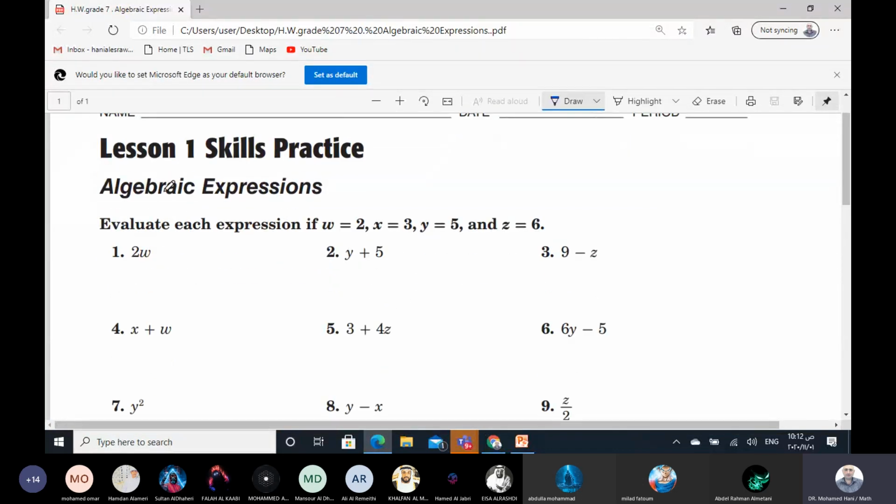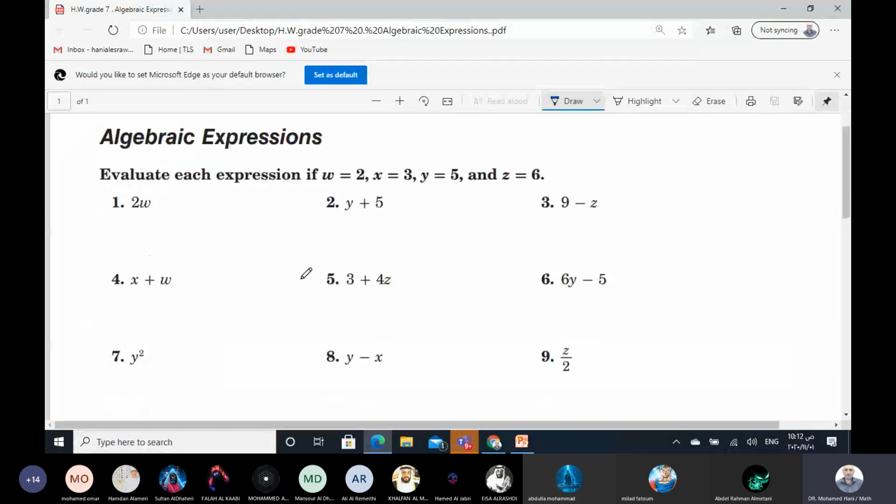So our lesson today, algebraic expressions. And the question now, evaluate each expression if W equals 2, X equals 3, Y equals 5 and Z equals 6. Now here we have four variables, W, X, Y and Z. Like the first exercise, the expression here 2W. What does 2W mean? 2 times the value of W. The value of W will be 2. 2 times 2 will be 4.